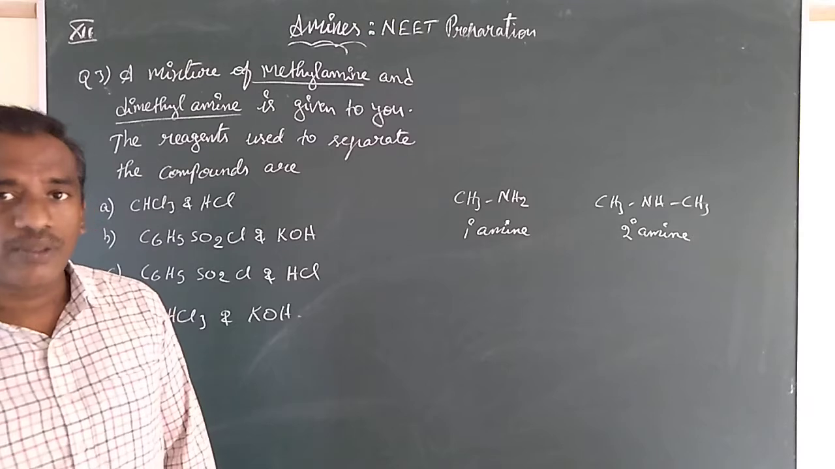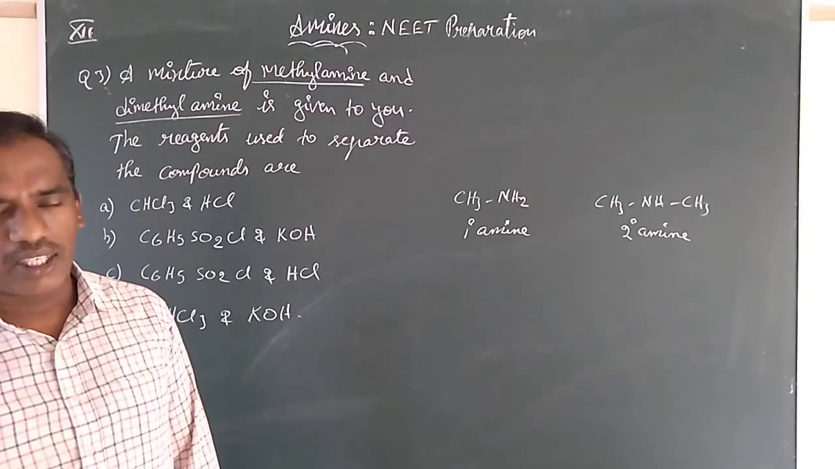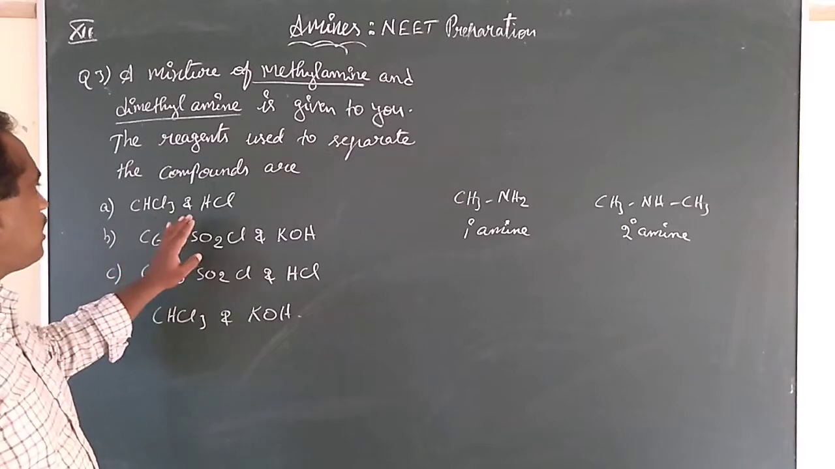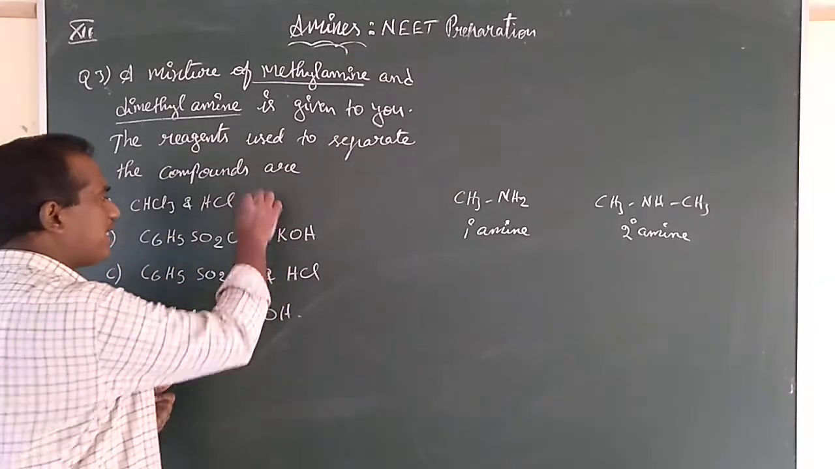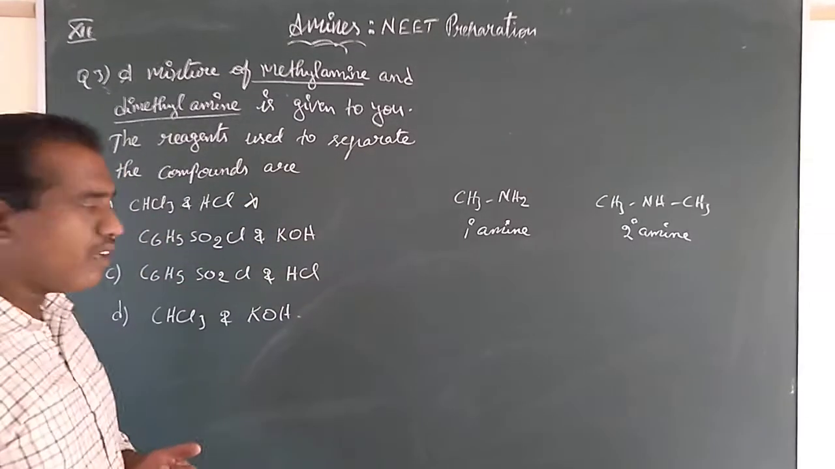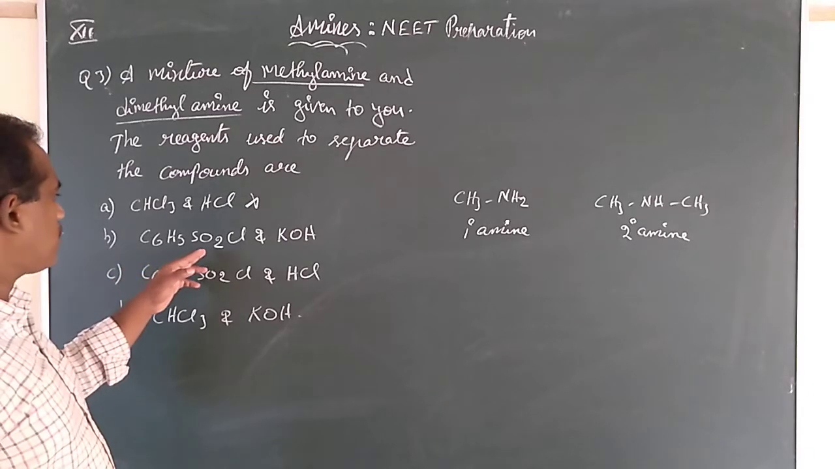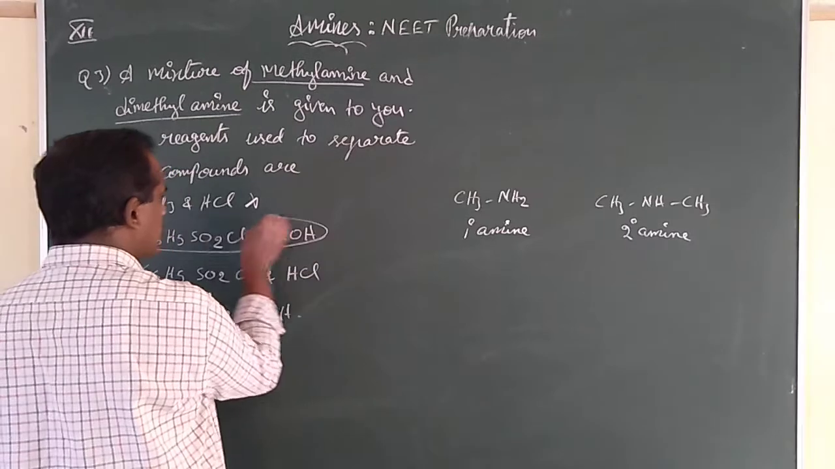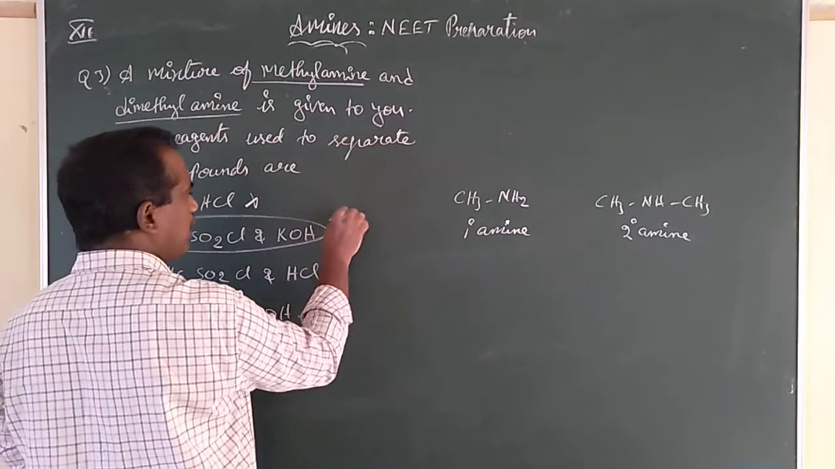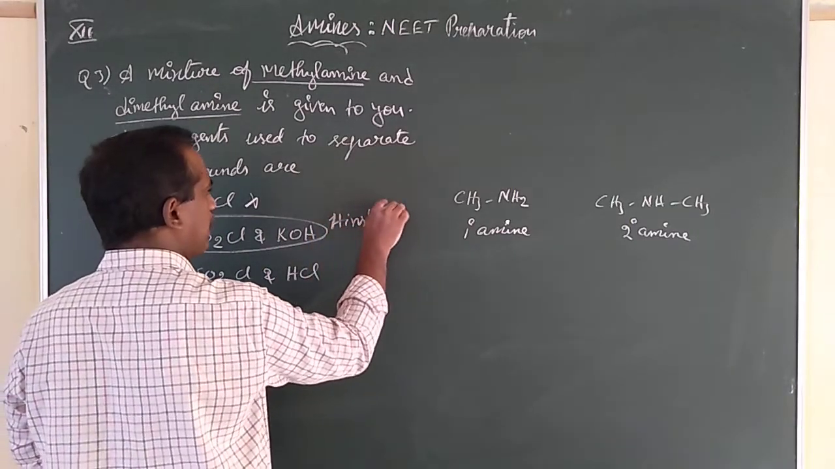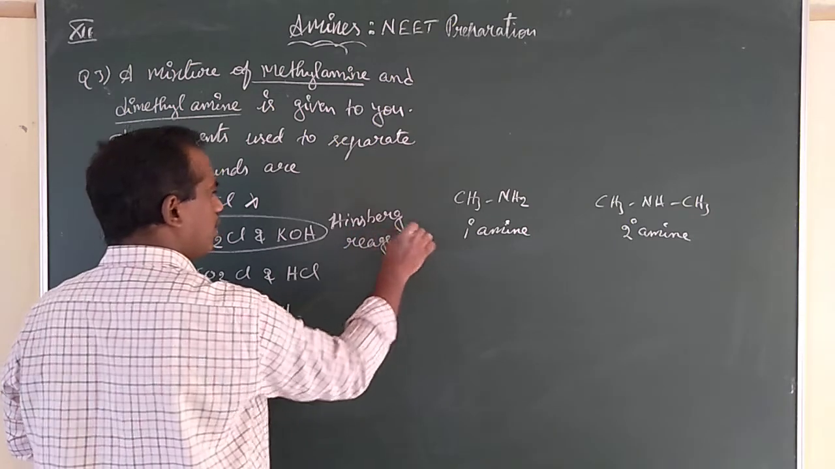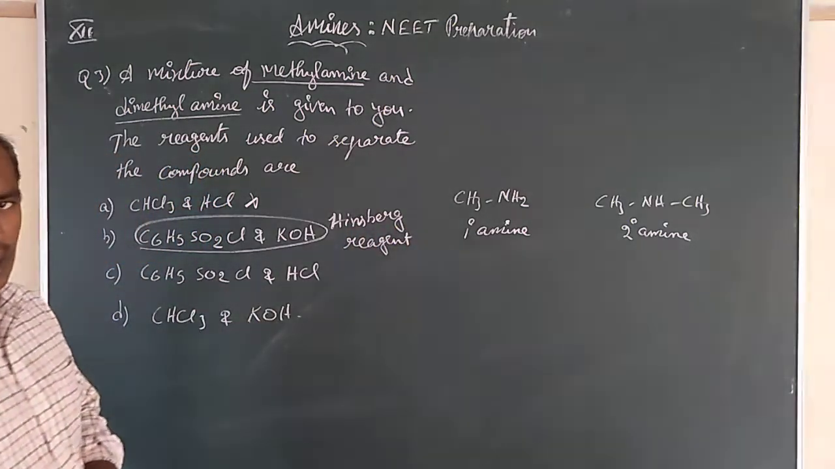How can you distinguish between a primary and the secondary amine? See the option A, CHCl3 and HCl. We don't have any reactions of these. If you see C6H5SO2Cl and KOH, this compound is nothing but the Hinsberg reagent.